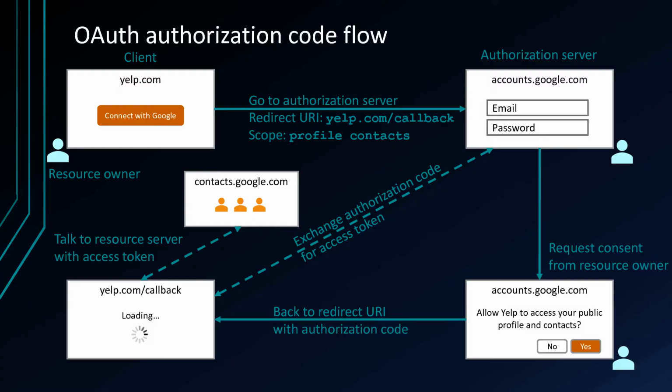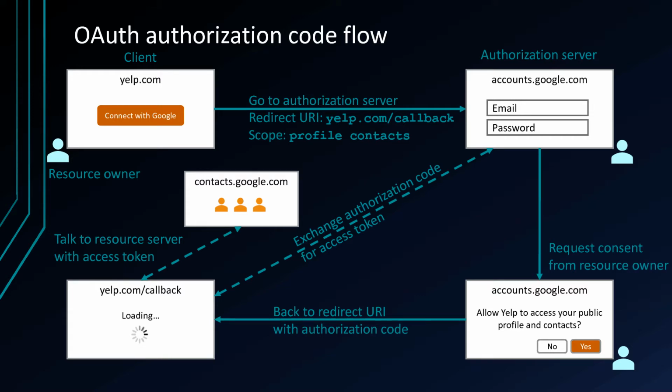Now, if Yelp wanted to do something else that it didn't ask for originally, we could go back through this flow and ask for more scopes, and the user would have to additionally consent to more stuff. Then we get a new access token that has more scope, more permission. But basically the access token is limited by what scopes were requested at the beginning. Is that making sense? Awesome.